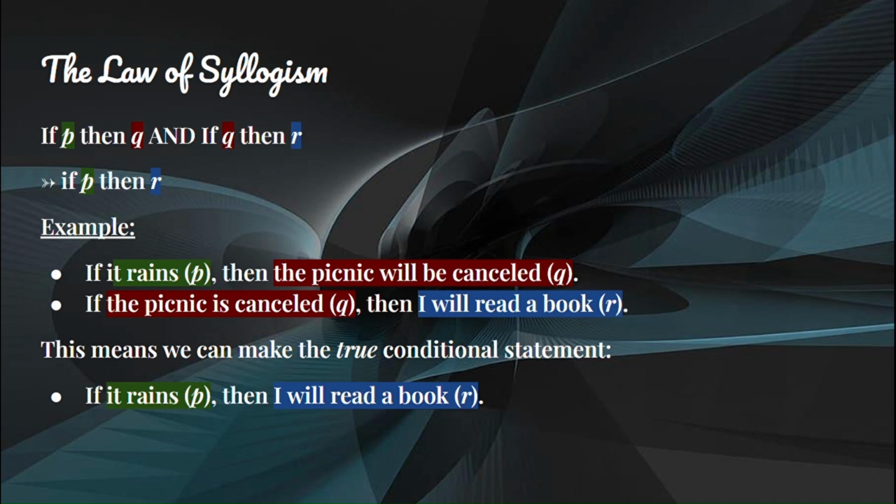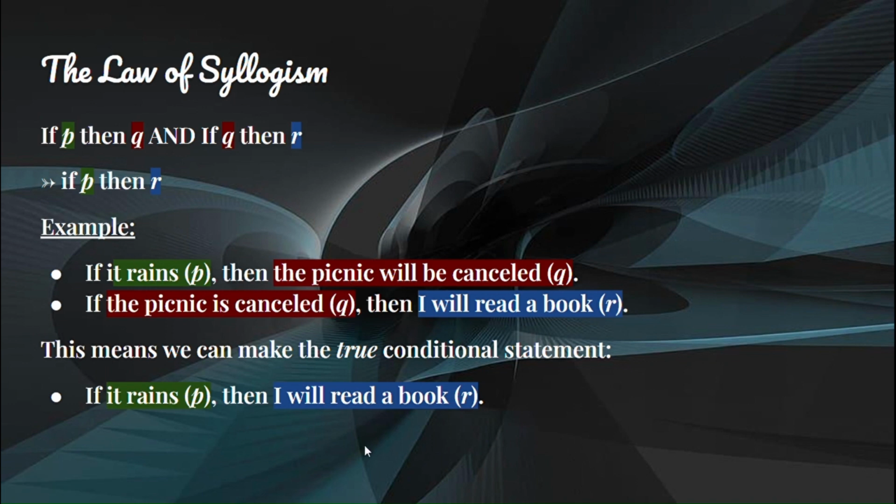Okay, so going back to the it rains thing, right? If it rains, then the picnic will be canceled. Now let's introduce the second conditional statement. If the picnic is canceled, then I will read a book. So the law of syllogism basically just says we can make this new conditional statement that says if it rains, then I will read a book. Okay, and I'm using the color highlights here to show you where that's coming from, right? Because these two are the same, we can make this new statement.